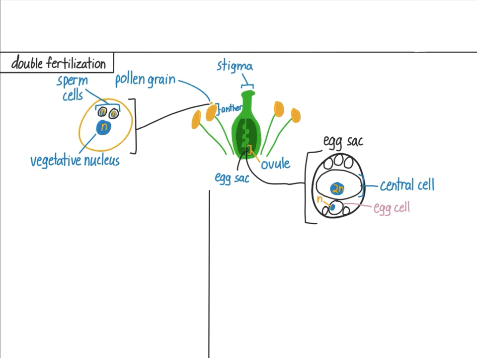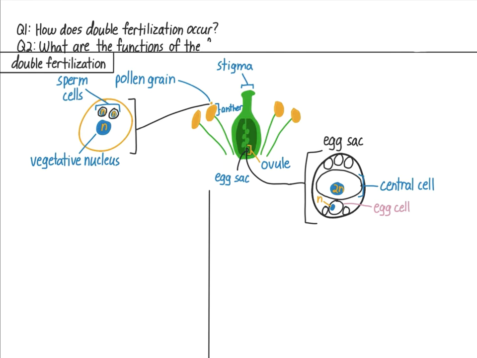In this video, we'll finish up our discussion of plant reproduction by examining double fertilization and seed development. We'll be addressing two questions. How does double fertilization occur? And what are the functions of the fertilized cells in seed development?